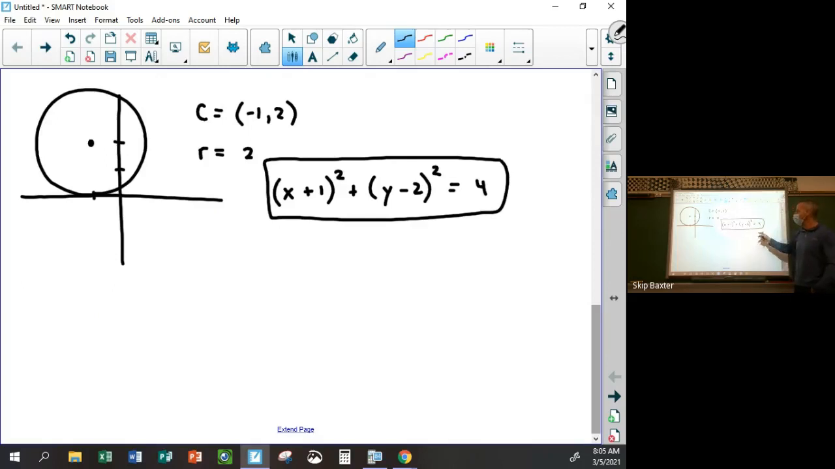And then the second thing is, this has to be the square of the radius, not the radius itself. Okay, this is r squared. So that's the second most common mistake. Okay?